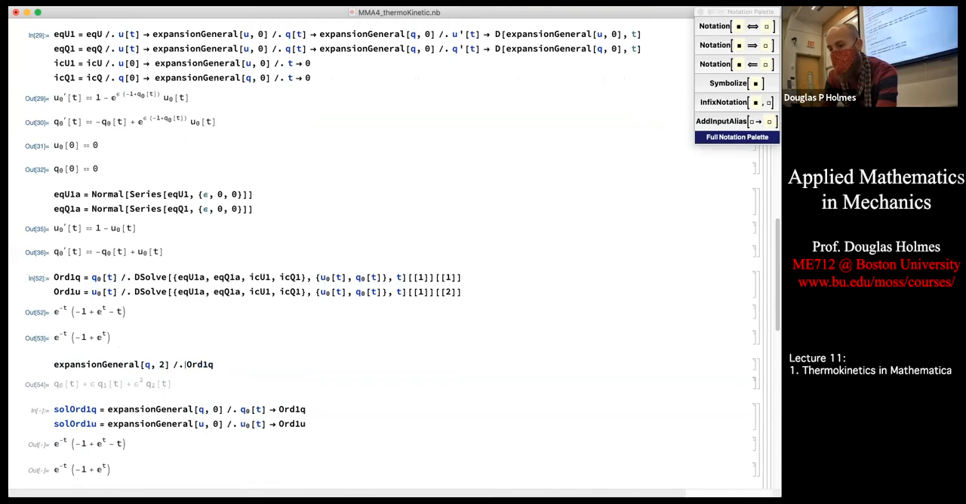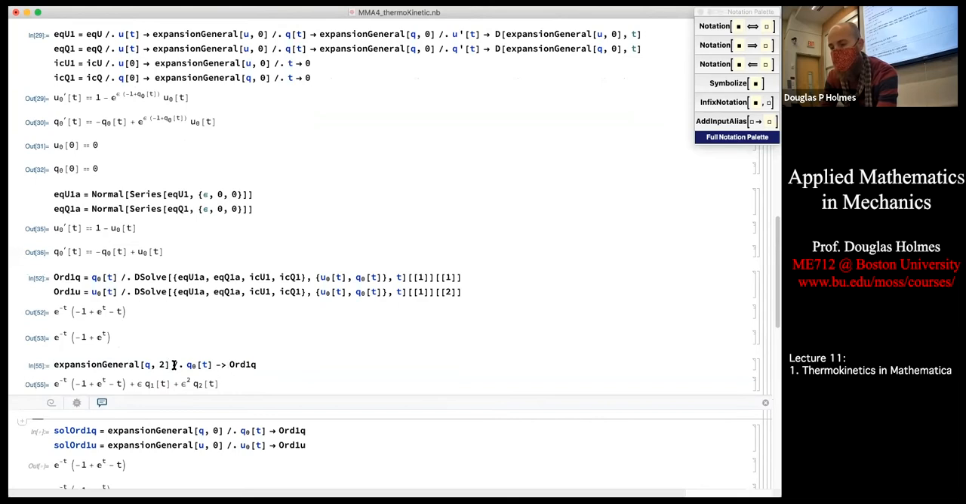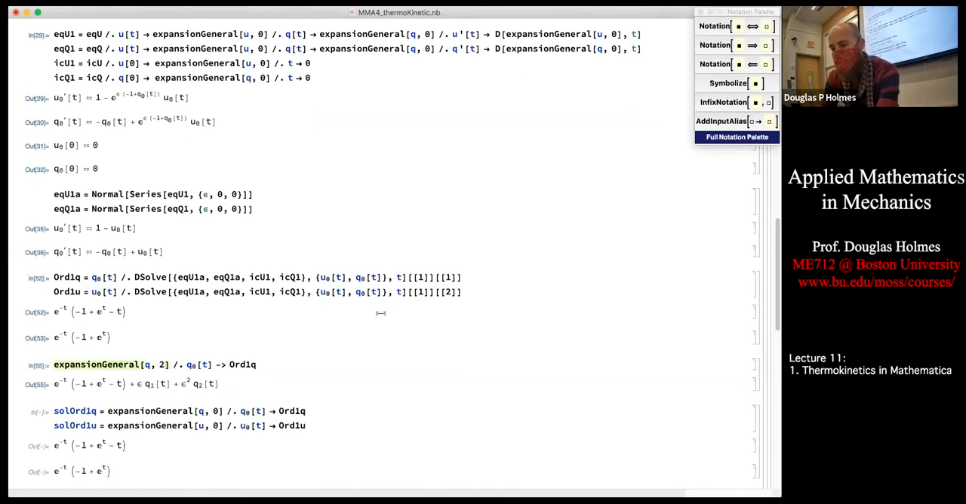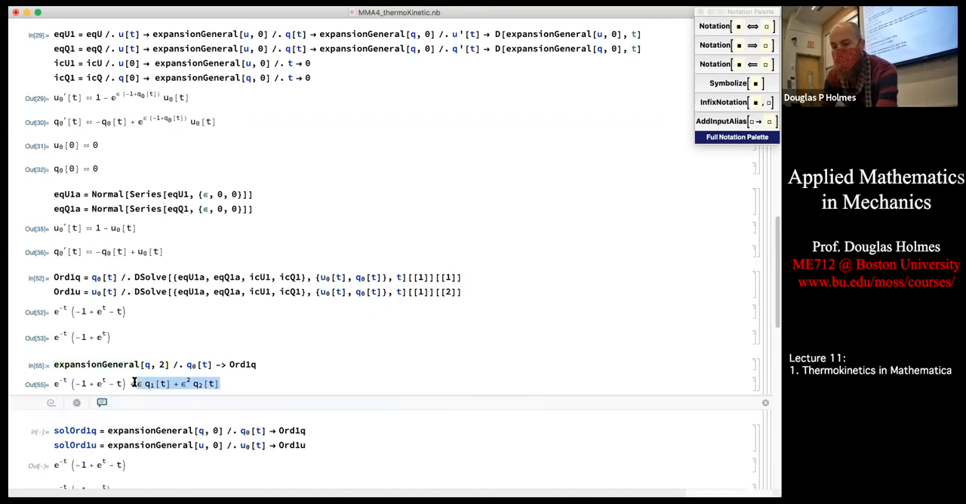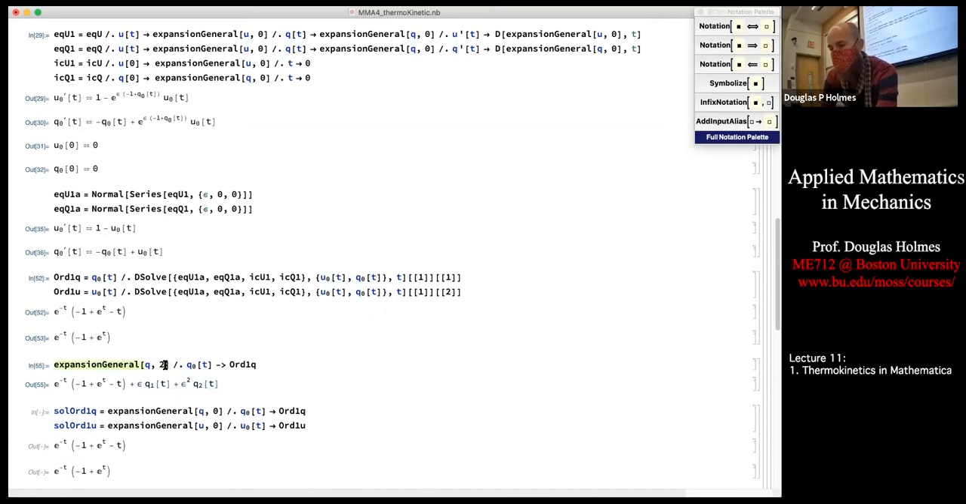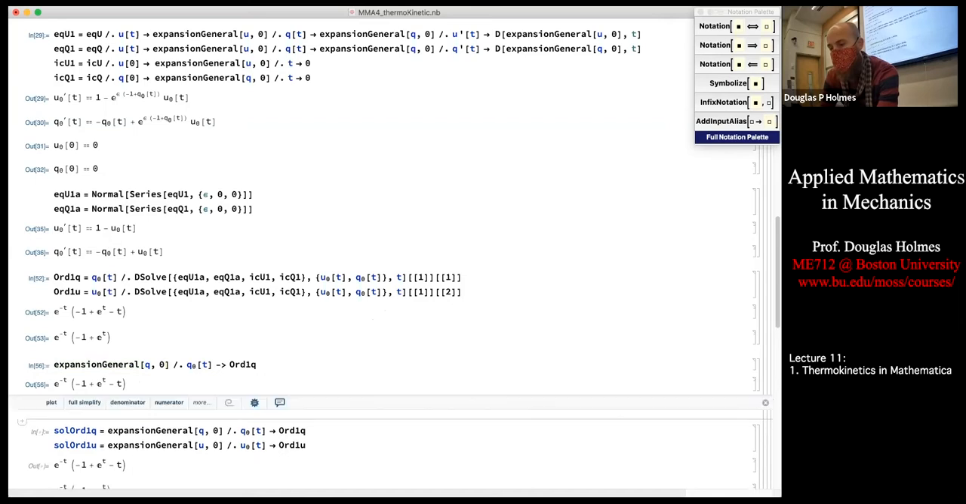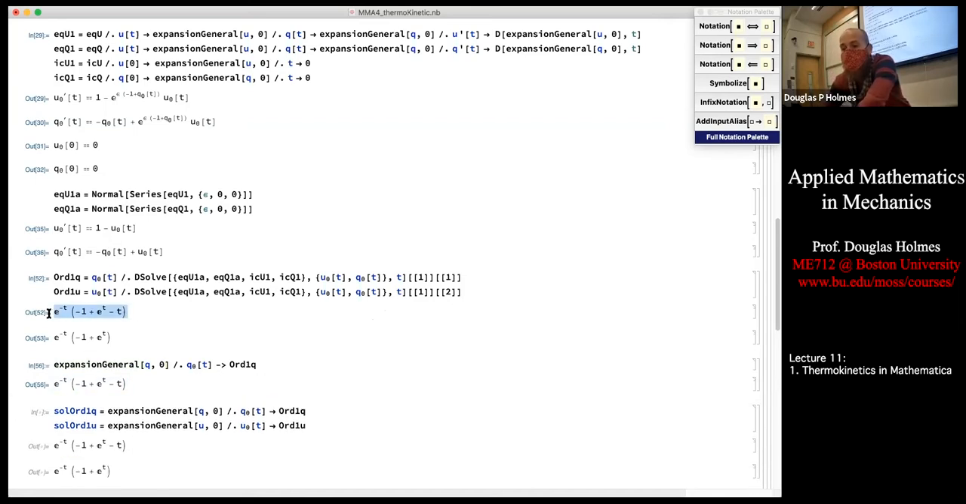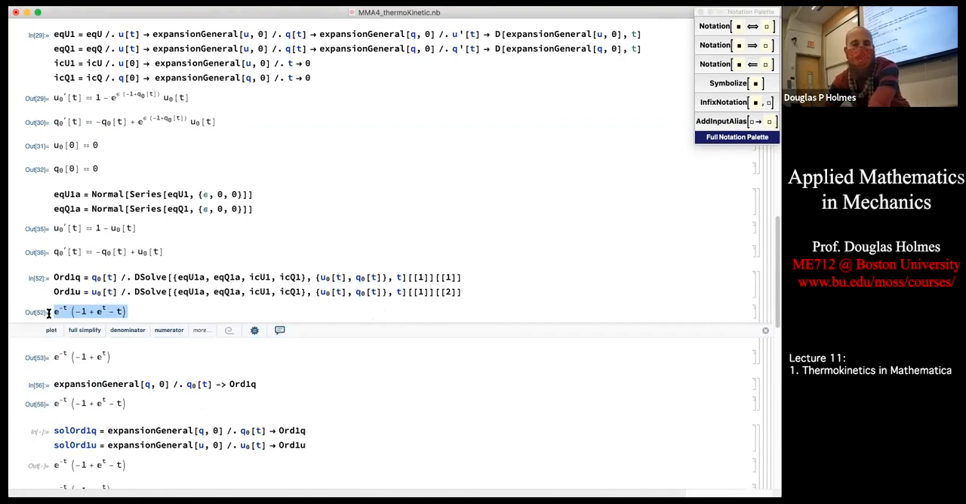Oops, I forgot to tell it what I'm doing. I'm sending q naught of t to be order 1 of q. Now we're only doing this out to first order, so I shouldn't really have these second terms because I don't know what the coefficients are, so I actually should change this 2 to a 0. And you'll notice that this output is the same as this one, because at order 1, epsilon doesn't appear.